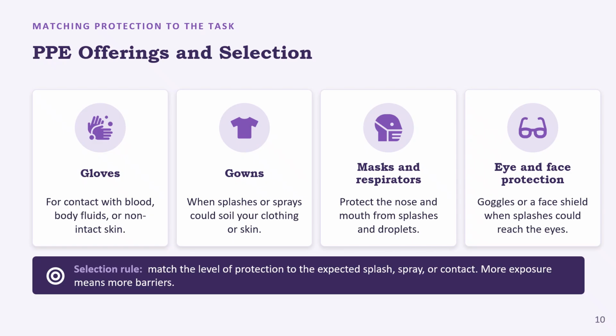A blood draw with no expected splashing may need only gloves, while irrigating a wound that could spray calls for gloves, a gown, a mask, and eye protection. You are constantly making that judgment, and it should become second nature. If you are ever in doubt as to the type of PPE you should be using, check with your office's exposure control plan for guidance.